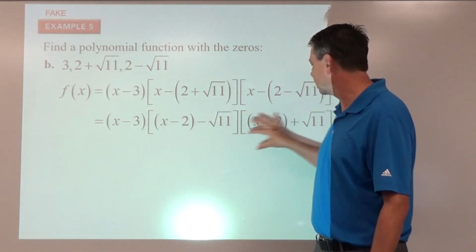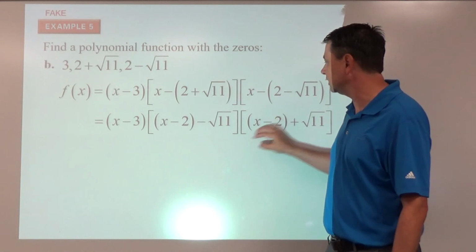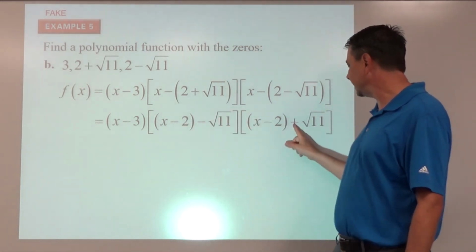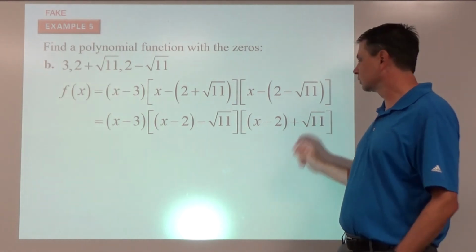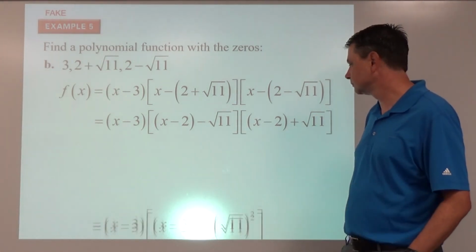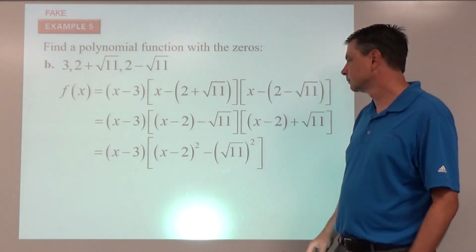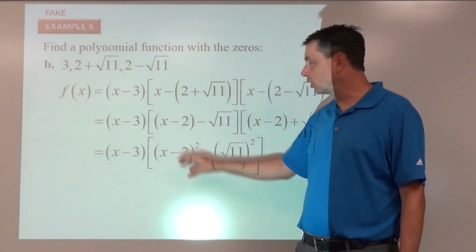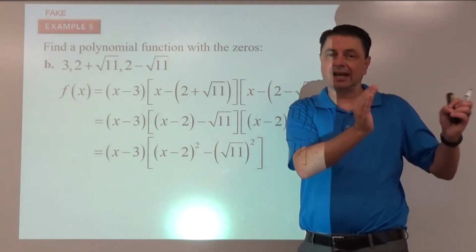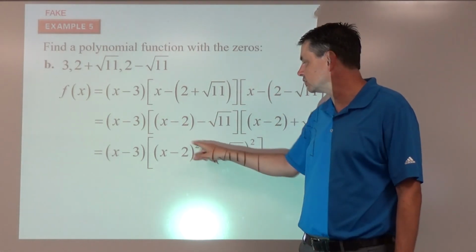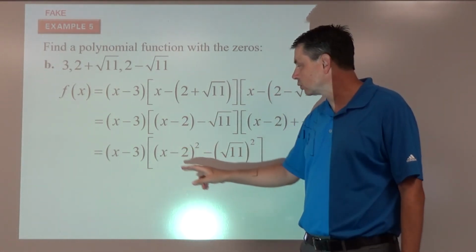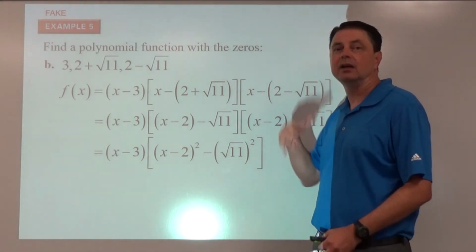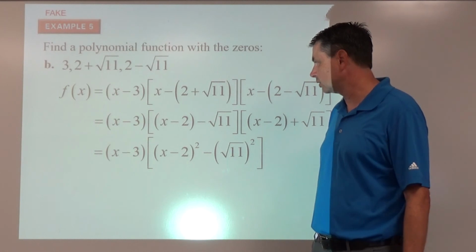So with this part here, we definitely want to multiply these. We get x minus 2 squared minus the root 11 squared. So we're going to get x squared minus 4x plus 4. Remember, that's x minus 2 times x minus 2, not just squaring both things. So x squared minus 4x plus 4 minus 11. And we can simplify and combine like terms.